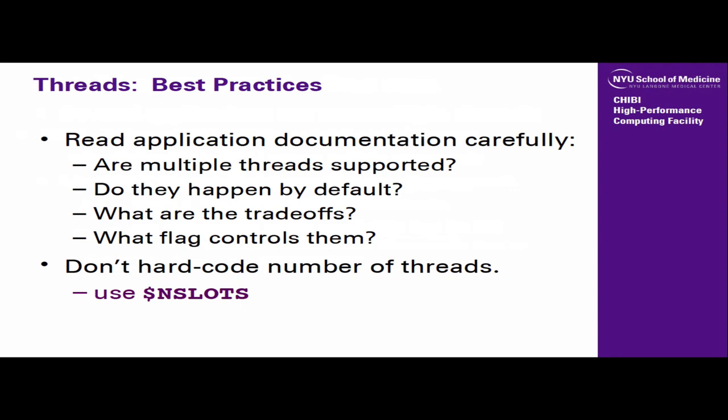Okay, best practices for threads. Read the documentation. That's what I was just talking about. Does the program even support threads? Do they happen by default? One gotcha is that some programs, if you don't put any option about threads, by default they grab as many as they see cores on the processor. So it kind of assumes I'm the only one running here and it grabs all 32 threads. It doesn't know that it's sharing. In that case, you have to find what option to use to tell it not to do that, instead to restrict it to just NSLOTS threads. To do that, you need to know what flag controls them, and you may need to read the manual to figure out what the trade-offs are about using a large number of threads or a small number of threads in the program. And don't hard code the number of threads to an actual number. Instead, use NSLOTS.